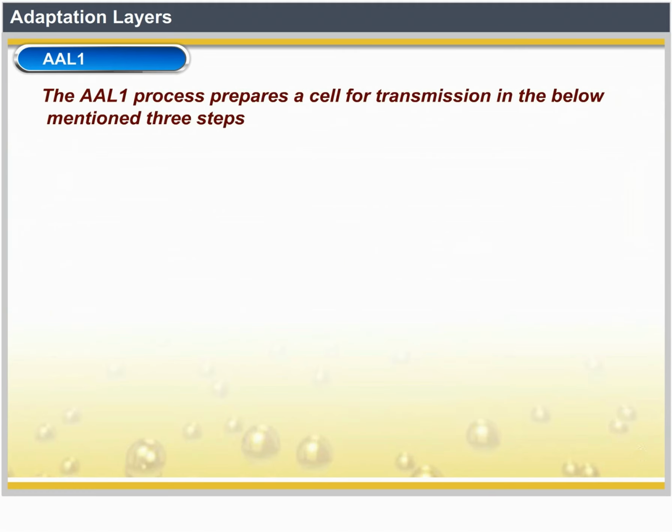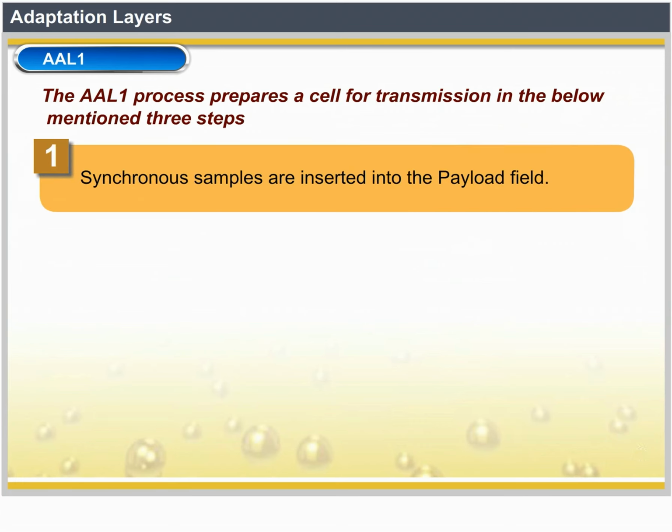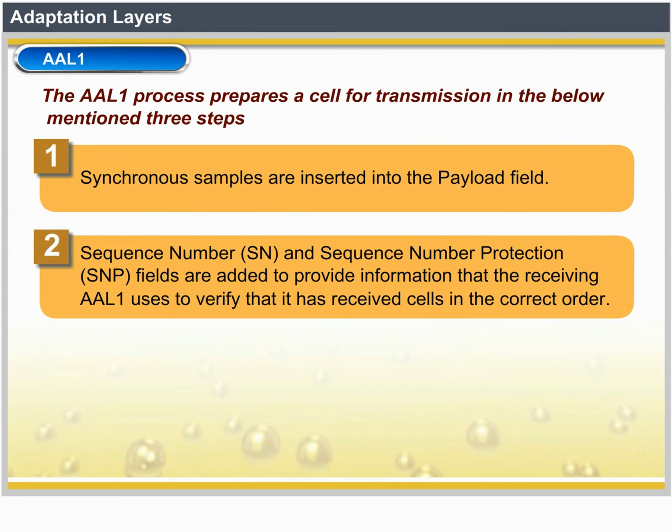AAL2. AAL2 was initially conceived to support variable bitrate applications that require a bounded delay for delivery. One example of such applications is compressed packetized voice or video. The requirement on bounded delay for delivery is necessary for the receiver to reconstruct the original uncompressed voice or video.